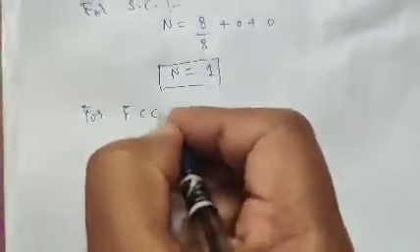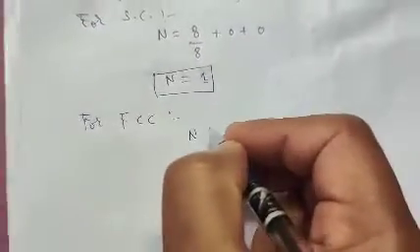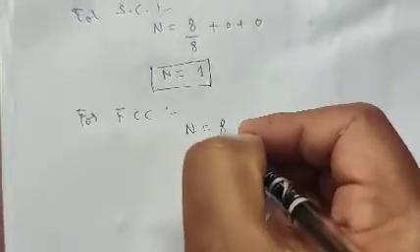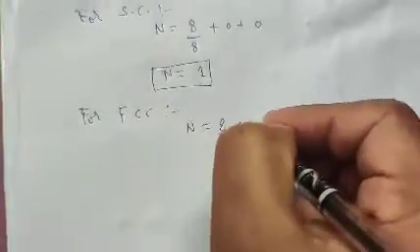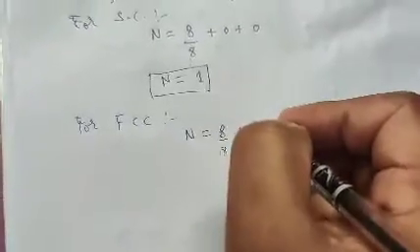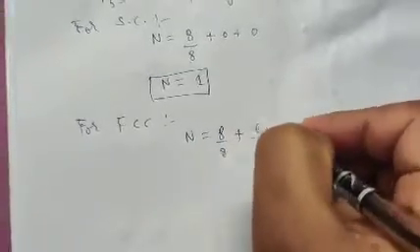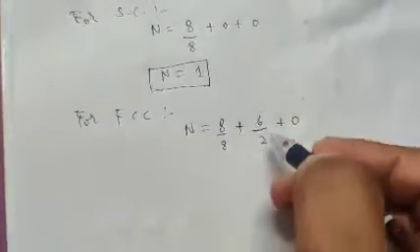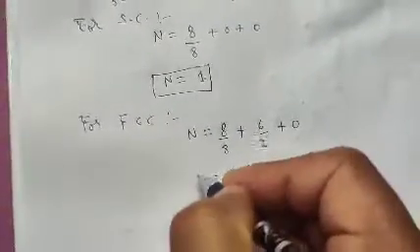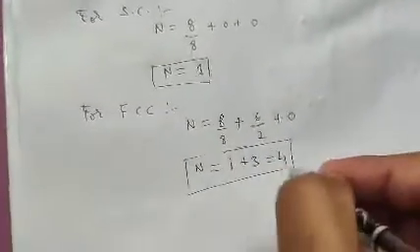And for the FCC lattice, the number of atoms per unit cell: the corner atoms in this case will be 8. The number of face-centered atoms, that is nf, there are 6 faces, therefore 6 divided by 2, and there is no body-centered atom, so this will be 1 plus 3. So there are 4 atoms per unit cell in case of the face-centered cubic system.